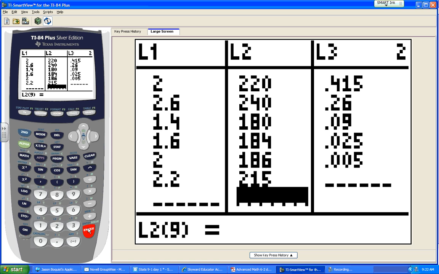So I find it funny that all of you just started entering it however you wanted to. But realize when you go graph, couldn't I make L2 the X values and L1 the Y values? I could, right? So that's fine at this point. But now we might have to talk about it.